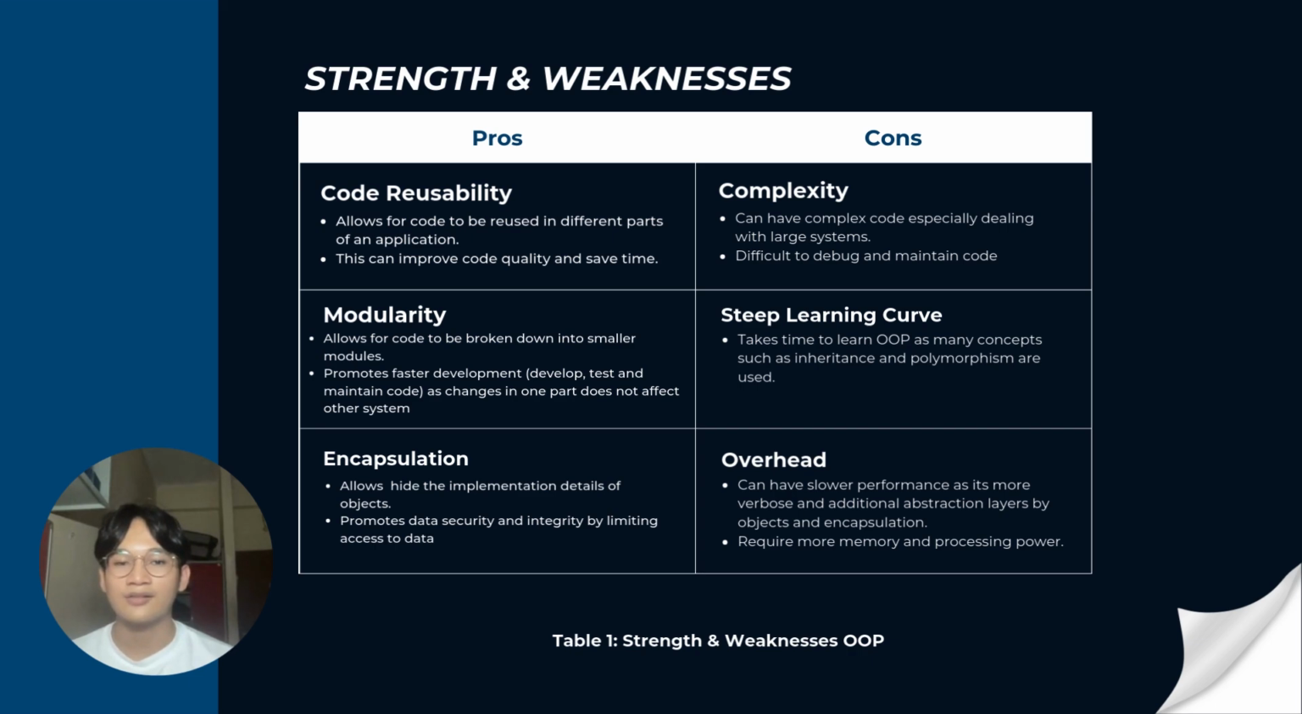And the third and final con is overhead. OOP can have slow performance. It is more verbose, with additional abstraction layers added by objects and encapsulation. OOP also requires more memory and processing power.